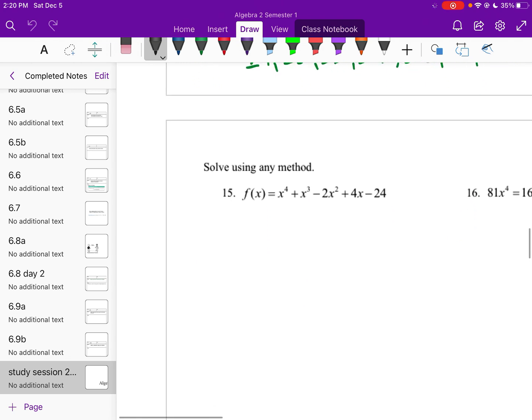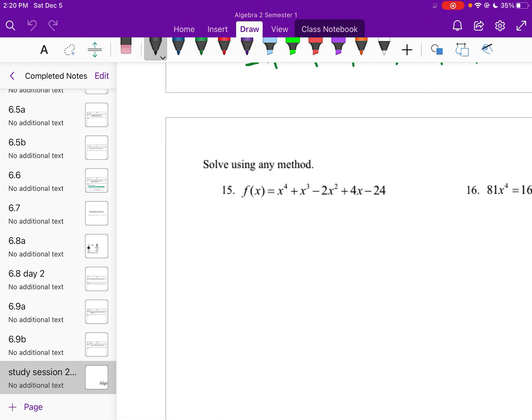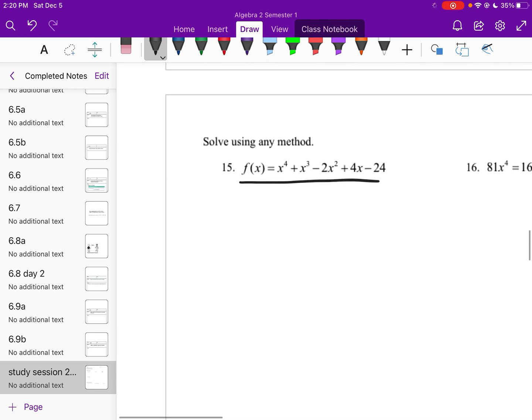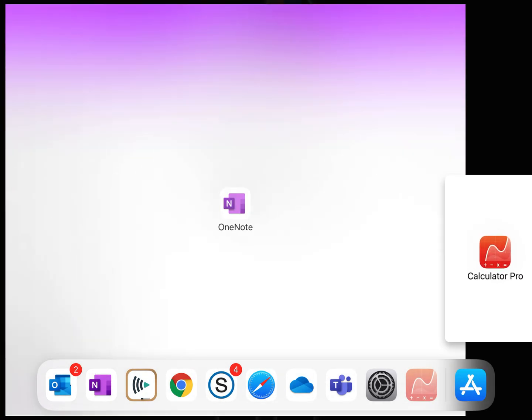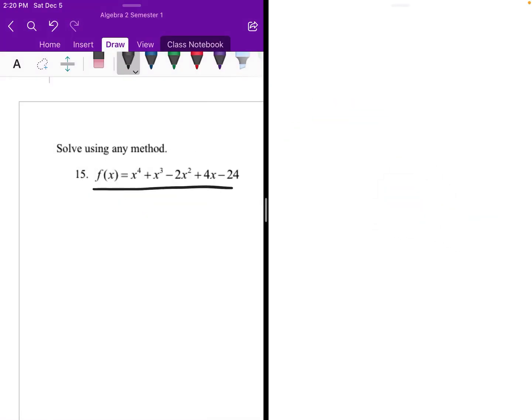Okay, so for the next part, solving. In this case, there's 5 terms, and we do not know how to factor that at all. So in these cases, remember, you're going to go to the calculator and find whatever zeros you can.